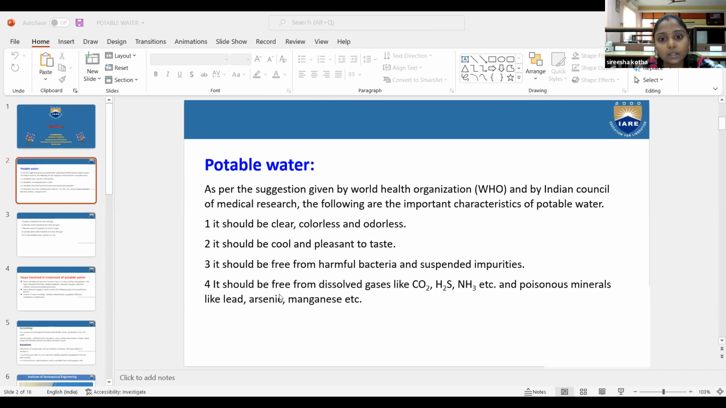So these are the properties. It should be clear, colorless, and odorless. Odorless means no smell. It should be cool, with a pleasant taste, and free from harmful suspended impurities. It should be free from dissolved gases like carbon dioxide, hydrogen sulfide, and ammonia, and from poisonous minerals like lead, arsenic, manganese, etc.